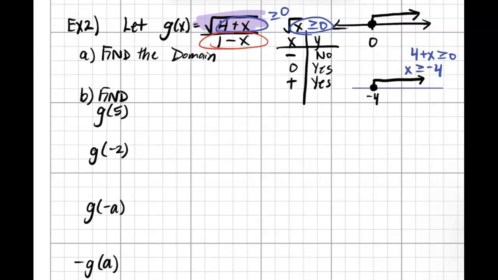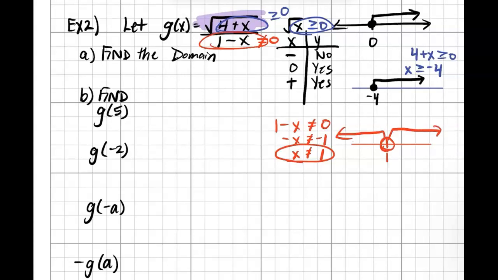Then I noticed that there's a function in the bottom. What can we never have in the bottom of a function? We can never have 0. The bottom can never equal 0. Then if you want to solve that, you could subtract 1 to the other side, you can divide by your negative 1, or you can just think about it. So x cannot be 1. So the domain for this part of the function would be everything except for 1. All the numbers smaller than 1 would work. All the numbers greater than 1 would work, but 1 would make 0 in the bottom and doesn't work.